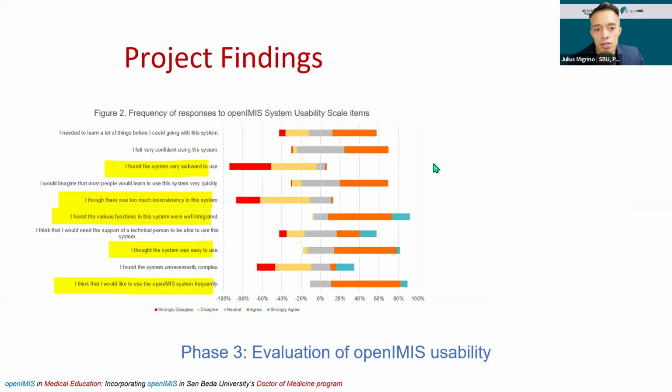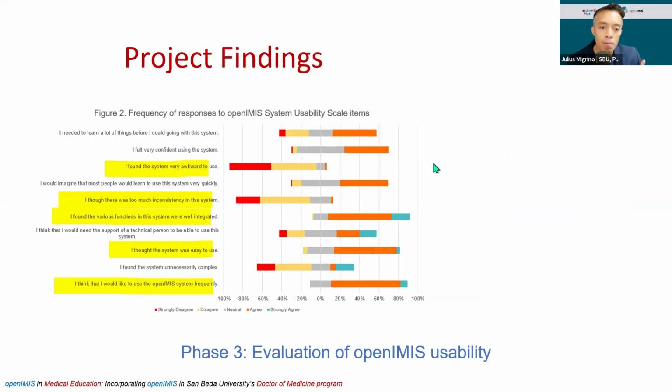Now, the chart on screen summarizes the scores of each SUS question in the context of current medical education and practice here in the Philippines. The notable results, which are highlighted in yellow, were that number one, the respondents did not find openIMIS awkward to use, which is good.